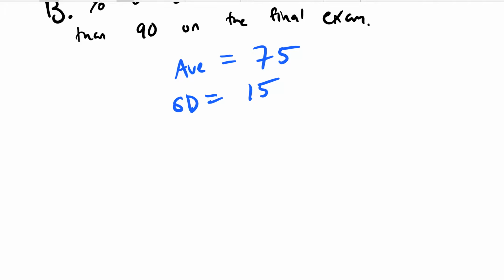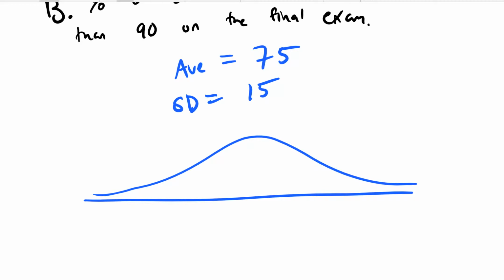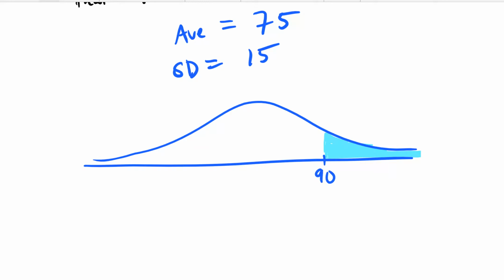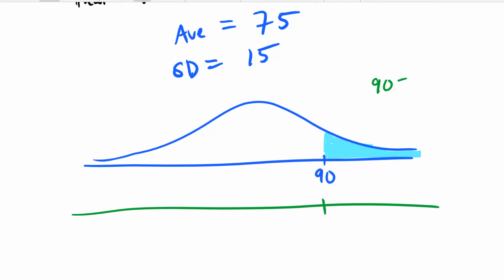We are doing a normal approximation here. We want to figure out the percentage of students that did better than 90 on the final. That is, we are looking for the area shaded in light blue. To figure this out, we need to convert to standard units. To do that, we take the 90, subtract the average, and divide by the standard deviation.